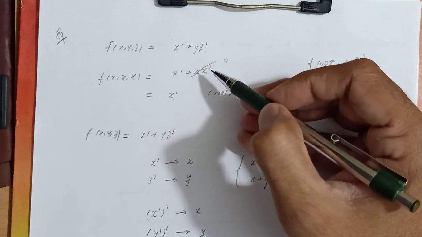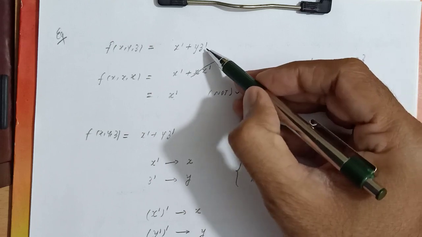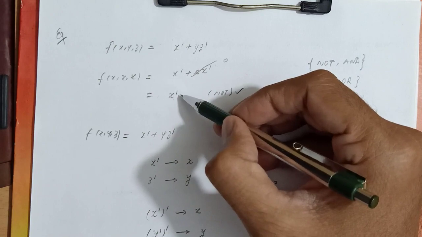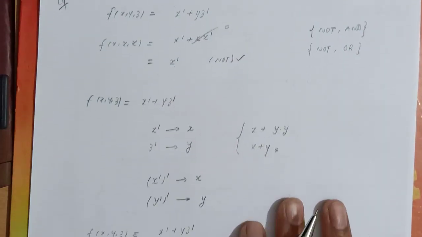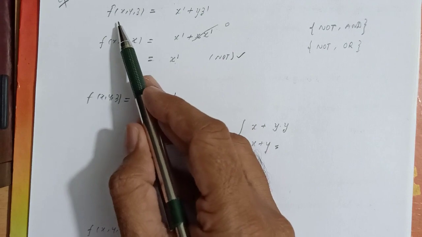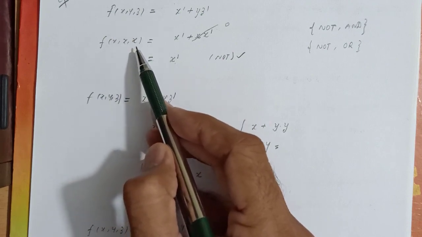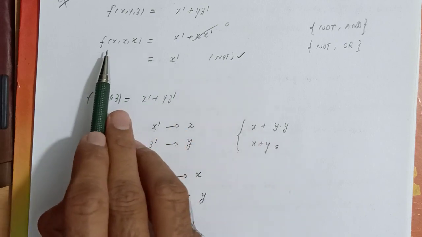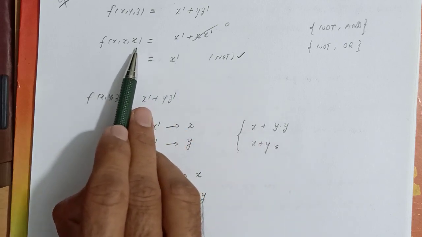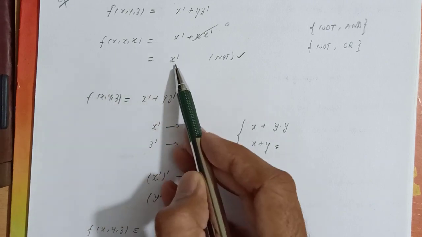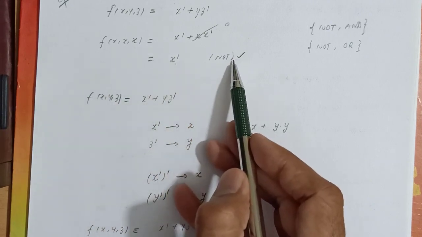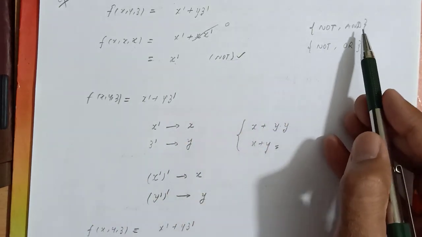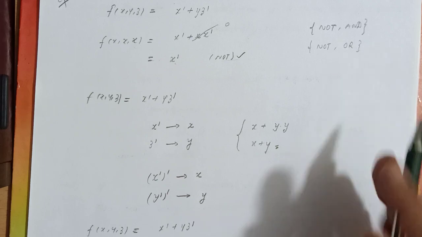So what we have done: using the given operation we have realized the NOT operation. How have we realized the NOT operation? We have made all three variables the same, similar to what we did in the NAND and NOR operations. So we get x dash. In this way we are easily able to derive the NOT operation. After realizing NOT, we will try to realize the AND or OR operation.